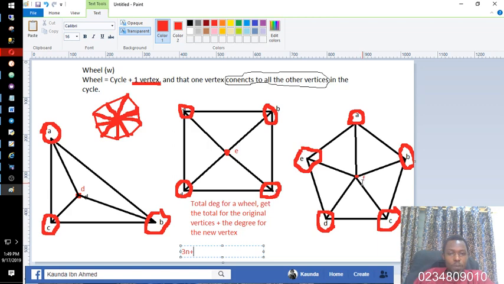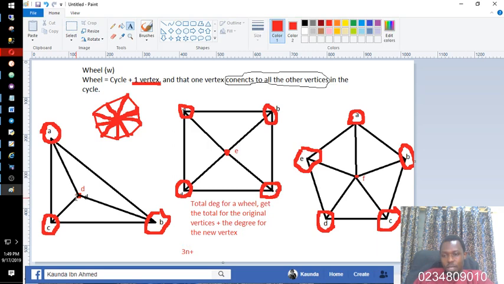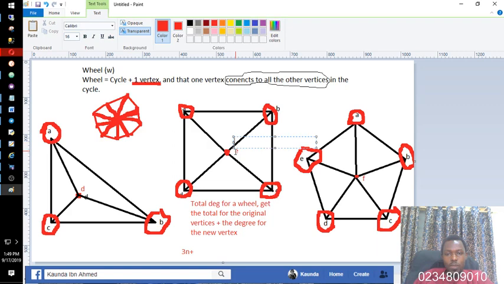Now, see something. For a triangle, the degree is 1, 2, 3. For this one, the degree is 1, 2, 3, 4. This one, the degree is 1, 2, 3, 4, 5. Because the vertices are 5, it has to connect to all of them. If the vertices are 4, it connects to all the 4. If they are 3, it connects to all the 3. So the new one you are introducing has a number of degrees the same as the number of vertices your graph has, because it will connect to all the points. So the total will be plus n. That is all. So the sum of the degrees of the graph of a wheel is 3n plus n.